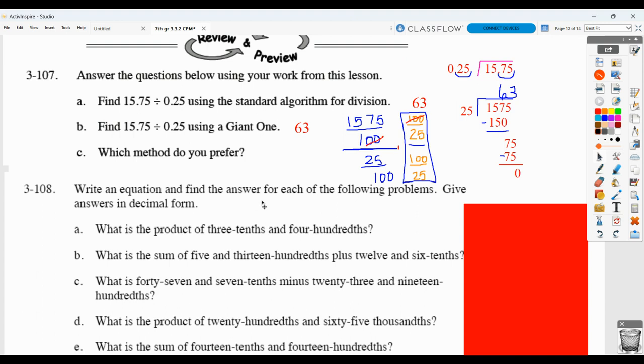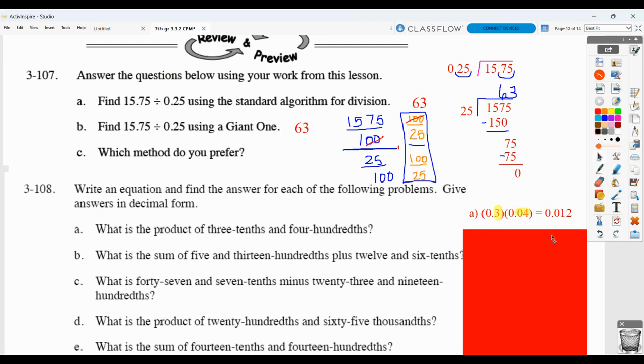Here you have to write an equation and then find the answer. And they want the answers in decimal form. So what's the product of 3/10 and 4/100? So what I would want to see is, all right, we know 3 times 4 is 12. We know we have 1 decimal place here and 2 decimal places here. Again, how many digits behind the decimal point is the decimal places. So 1 plus 2 means we need 3 decimal places in our answer.